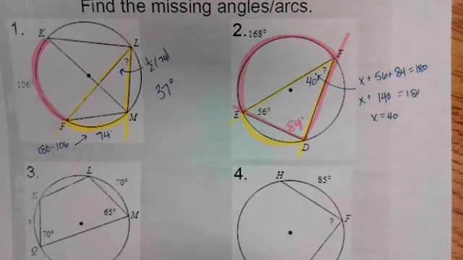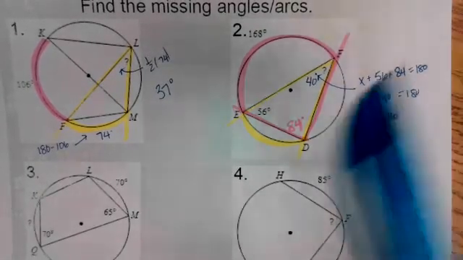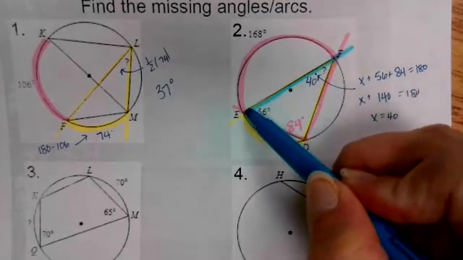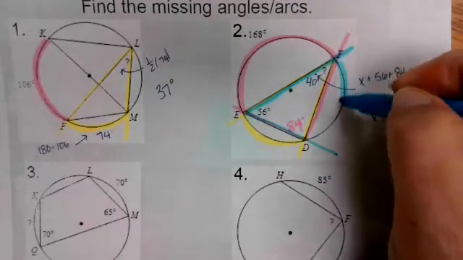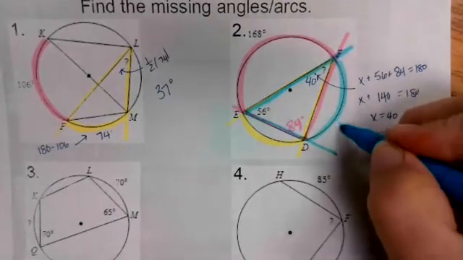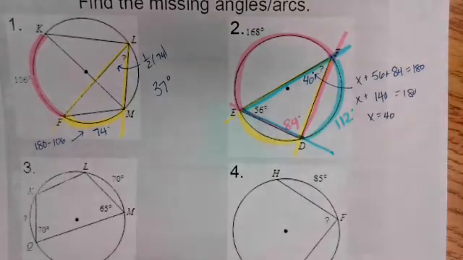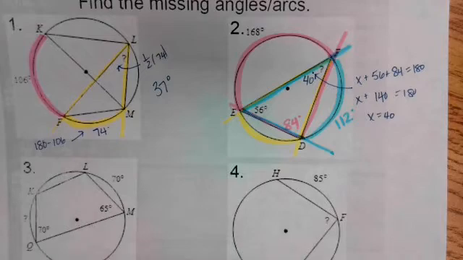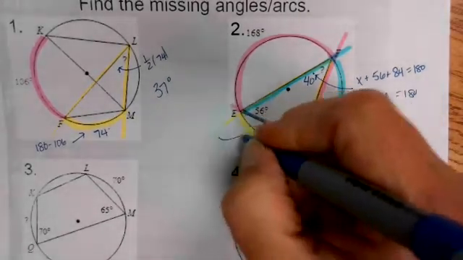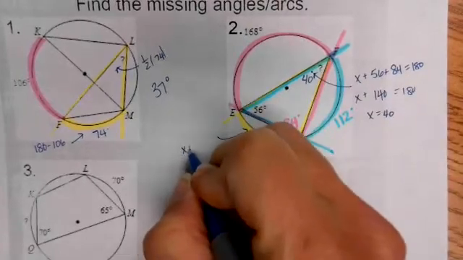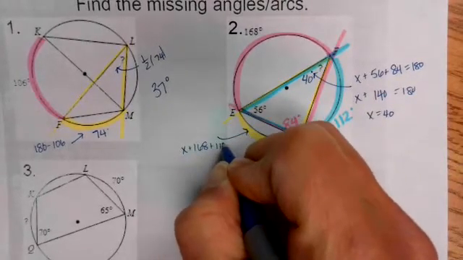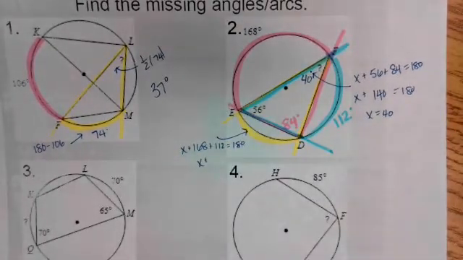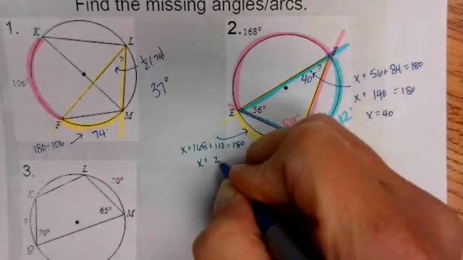I'd like to show you a different way to solve the same problem. If I had not started with the 168, but I had started with the 56, this angle is 56 degrees. So this arc is exactly twice that, which would be 112 degrees. Then, knowing the pink and the blue arc, the yellow completes the circle. So we can say x plus 168 plus the 112 is equal to 180. 168 plus 112 is 280.